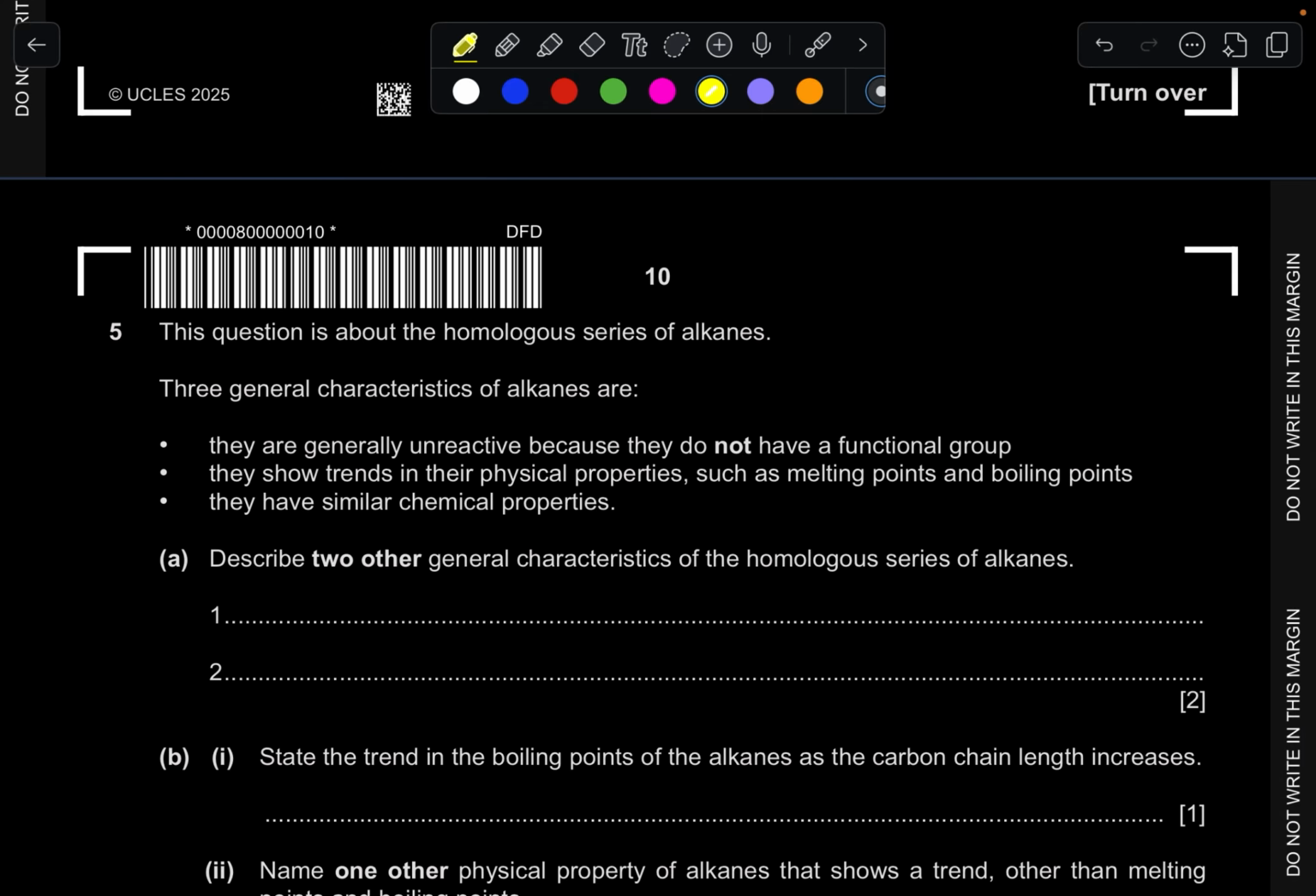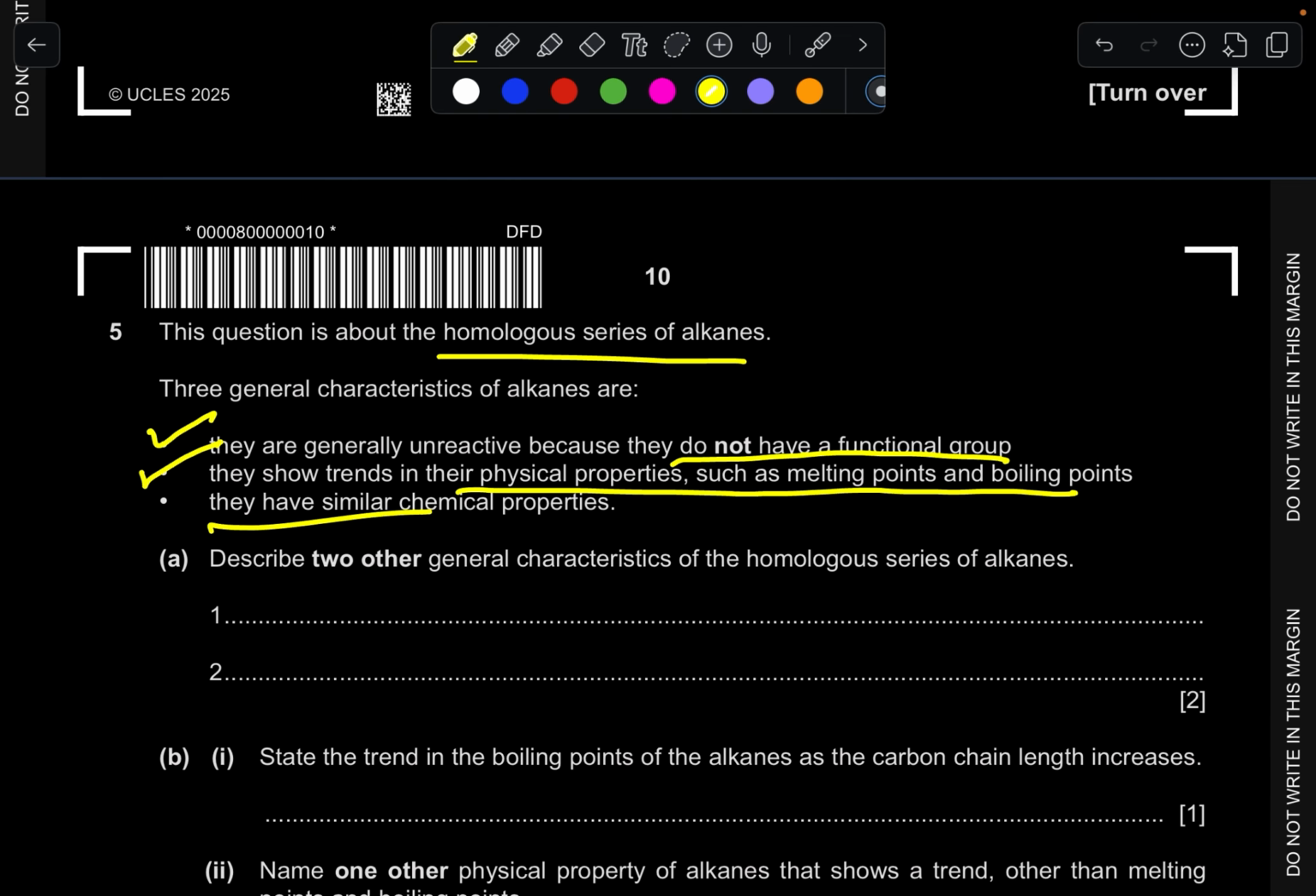This question is about the homologous series of alkanes. 3 general characteristics of alkanes are: they're generally unreactive because they do not have a functional group. That's correct. They show trends in their physical properties such as melting and boiling points. Yeah, they increase down the group. They have similar chemical properties. Yeah. Describe 2 other general characteristics of a homologous series.